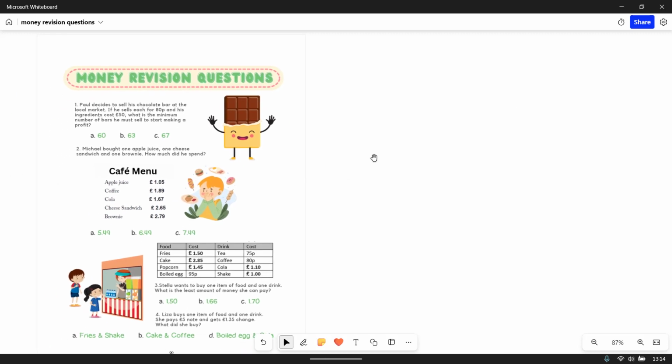Okay. So number one, Paul decides to sell his chocolate bar at the local supermarket. He sells each for 80 pence, and the ingredients cost £50. What's the minimum number of bars he must sell in order to start making a profit? So the total cost of ingredients is 50 pounds, which equals 5,000 pence, and each bar sells for 80. So you've got to decide how many 80s go into 5,000.